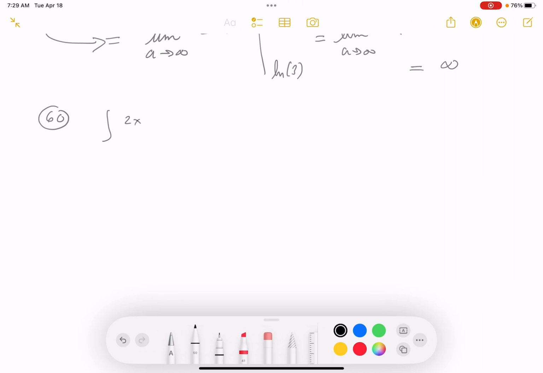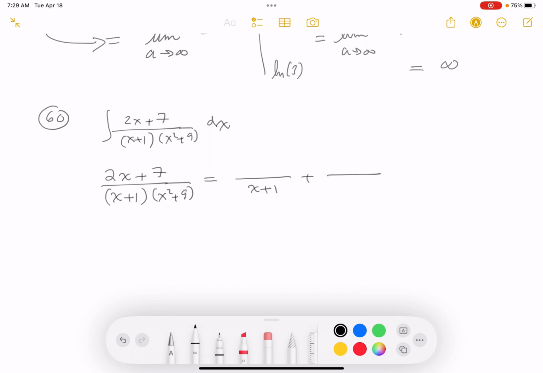It's the integral of (2x plus 7) over (x plus 1)(x squared plus 9) dx. First thing we do is partial fraction decomposition. Try to break the integral up into two pieces. One will have a linear factor, the other will be what's called an irreducible quadratic. So x plus 1 plus x squared plus 9. Again, x squared plus 9 is an irreducible quadratic that has complex roots. It's going to be A over x plus 1, and this will be Bx plus C over x squared plus 9.